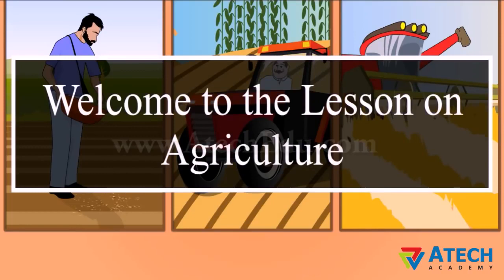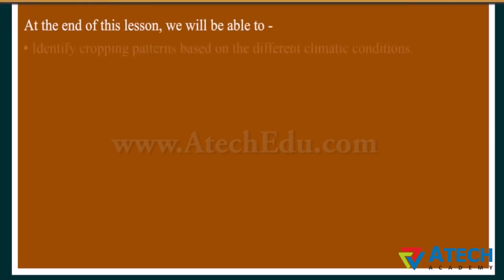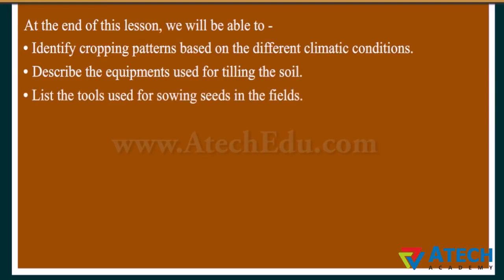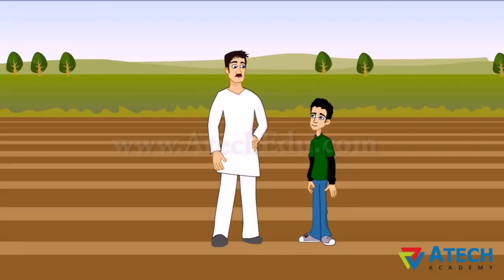Now, welcome to the lesson on agriculture. At the end of this lesson, we will be able to identify cropping patterns based on the different climatic conditions, describe the equipments used for tilling the soil, list the tools used for sowing seeds in the fields. Today, Ravi has come with his father to visit a nearby agricultural field.